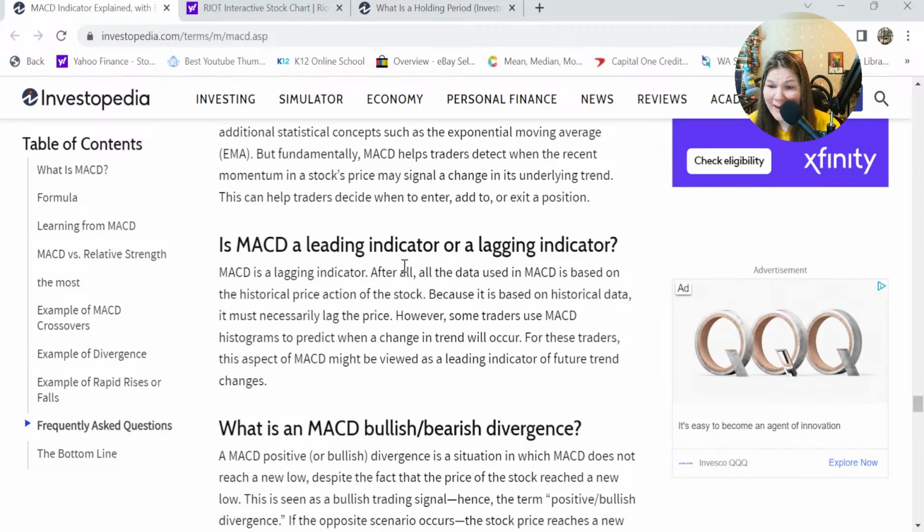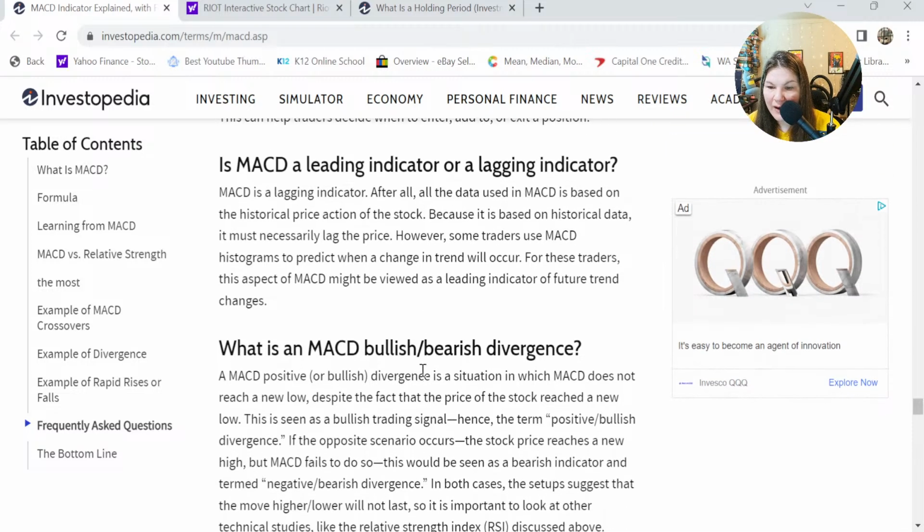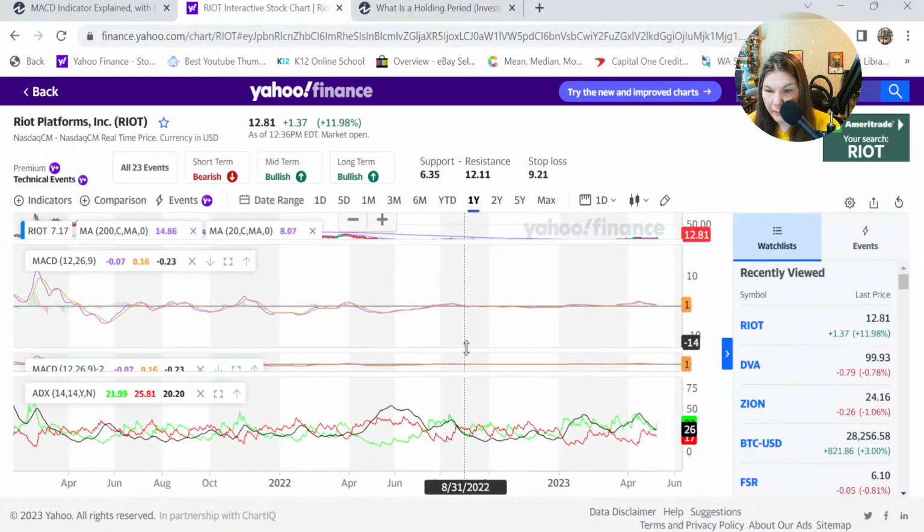Is MACD a leading indicator or a lagging indicator? So MACD is a lagging indicator. After all, the data used in MACD is based on the historical price action of the stock. Because it's based on historical data, it must necessarily lag the price. However, some traders use MACD histograms to predict when a change in trend will occur. For these traders, this aspect of MACD might be viewed as a leading indicator of future trend changes. So that's why the histogram is a little bit different.